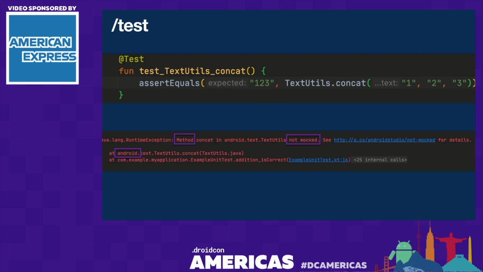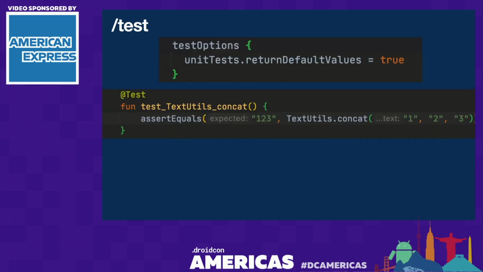In the simplest case, maybe you just want it to not throw an exception. In that case, you can just set test options return defaults equal true. What this does is swap out that implementation we just saw that says method not mocked and throws an exception. It basically does nothing and returns the default value. So if it's an integer, it returns 0. In this case, text_utils.concat returns a char sequence, so it's going to return null because that's the default value of a char sequence. But at least you're not going to get an exception.